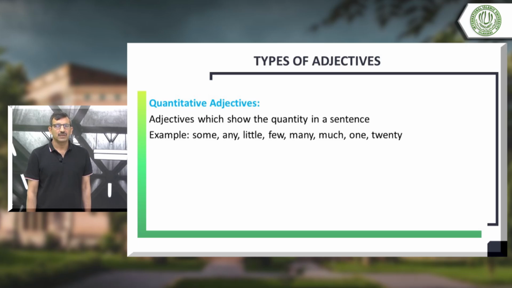The next ones are quantitative adjectives. Quantitative adjectives are those adjectives which tell the quantity in a sentence. For example, some, any, little. These are the quantitative adjectives.